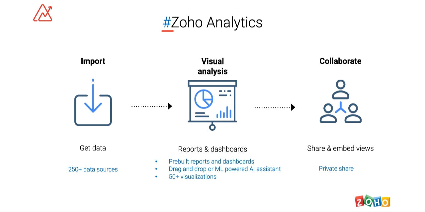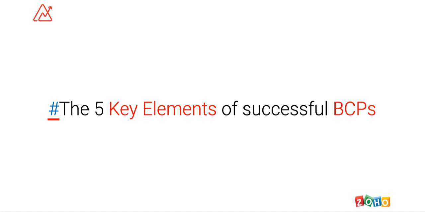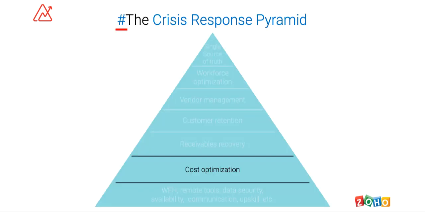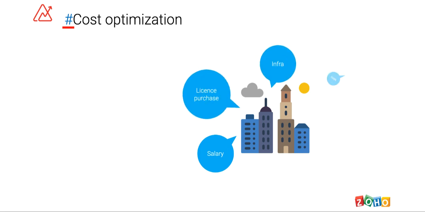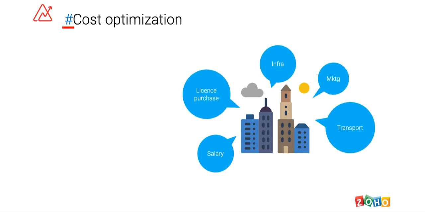All right, with a quick introduction on Zoho Analytics, let's move to the 5 key elements of successful BCPs. The first element on CRP is cost optimization. Well, cost optimization needs no introduction. We keep hearing about it time and again. But the question here today is, why is cost optimization a key element in a successful BCP?